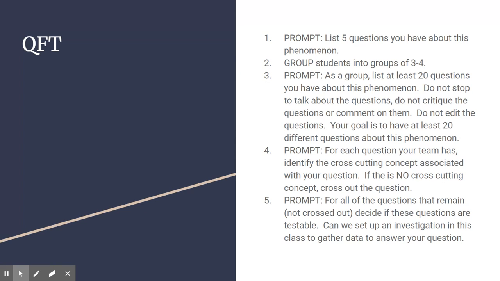The reason that we're doing this prompt is because for us to have good scientific questions, we'd really like them to be related to a cross-cutting concept. You as a teacher might have a cross-cutting concept in mind that you're trying to target, and so you're going to force them in that direction eventually. So it's a good idea for kids to get used to thinking in terms of cross-cutting concepts.